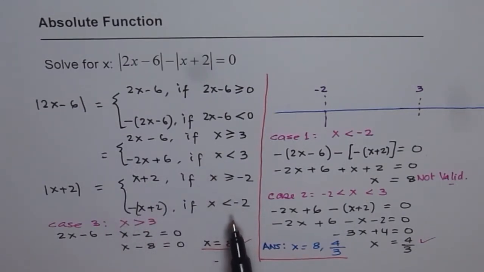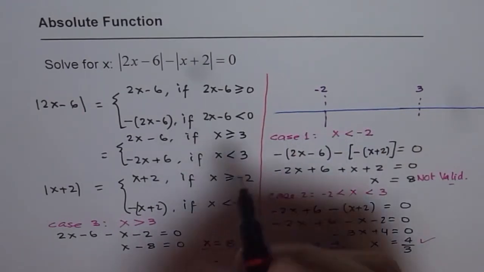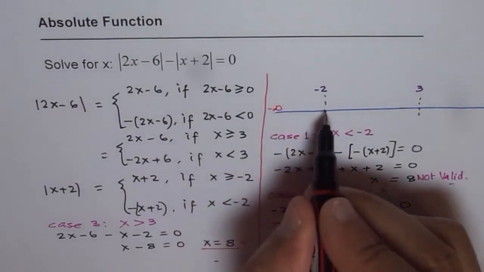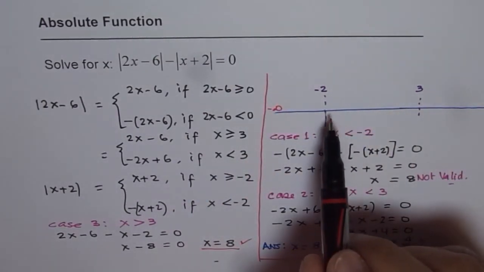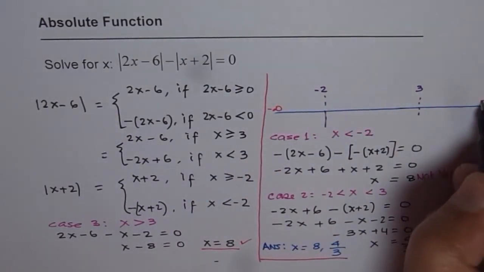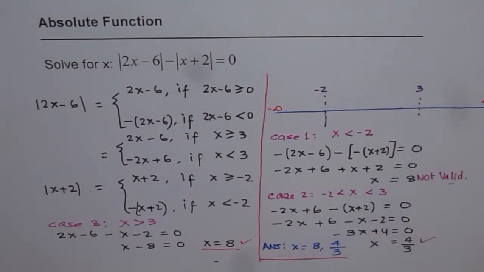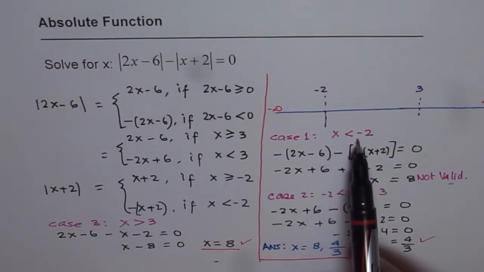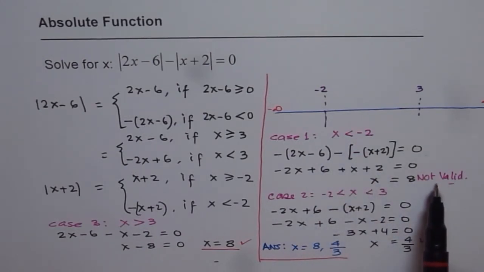Now that gives us three different cases to solve. One is in the interval of minus infinity to minus 2, the other one is between minus 2 to 3, and the third one is from 3 to infinity. So we solve these three cases separately and check our solution. The first solution was x equals to 8, but that is not in the interval of x less than minus 2, and therefore it was ignored.